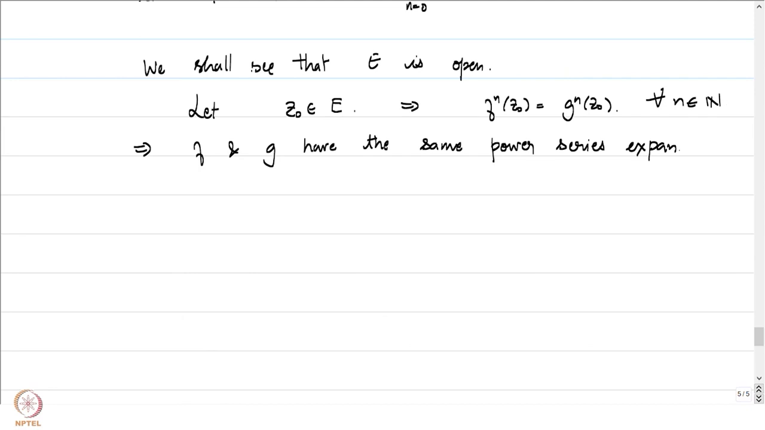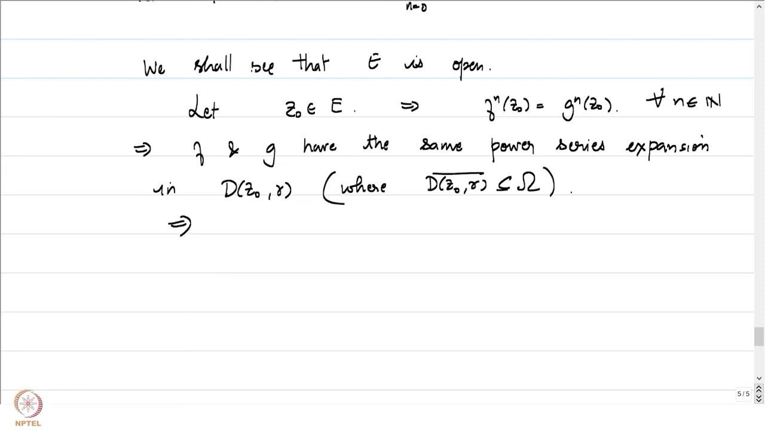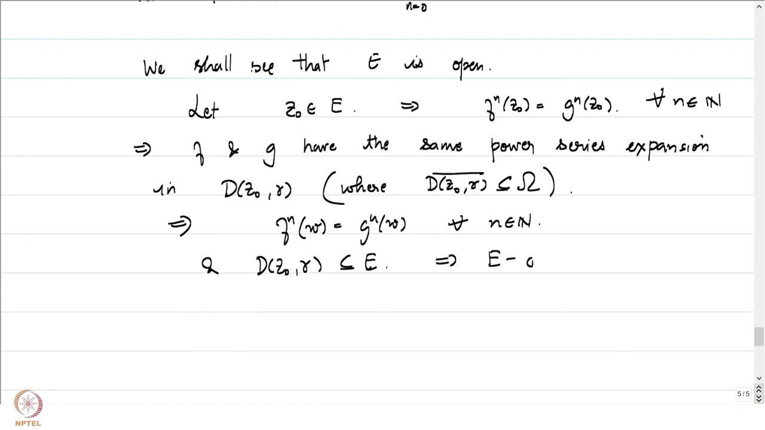That's what forces the power series expansion to coincide in D(z0, r), where D(z0, r) bar is contained in omega. The moment we have that, this implies that Fn of w is equal to Gn of w for all n in natural numbers, and D(z0, r) is contained in E, which implies that E is open as well.